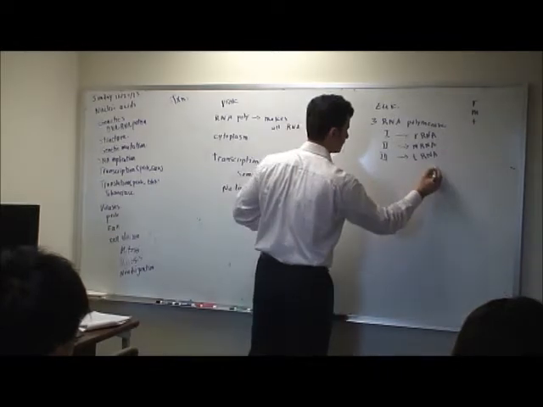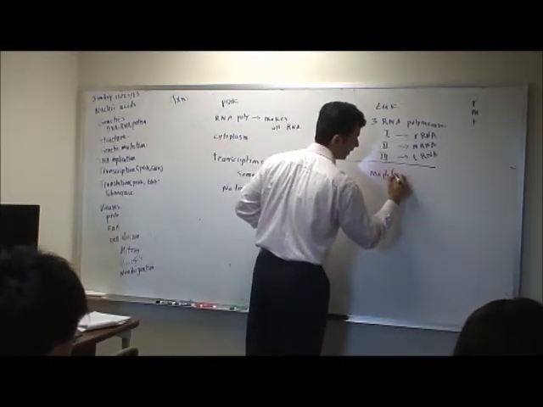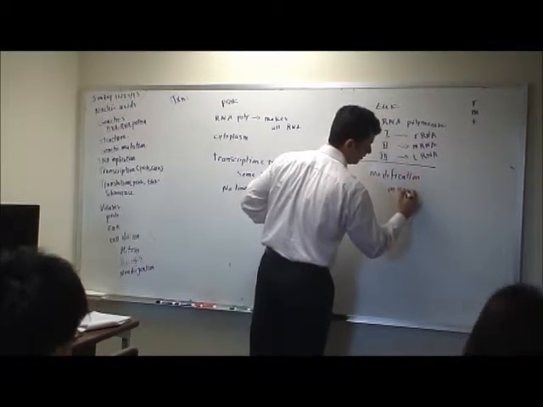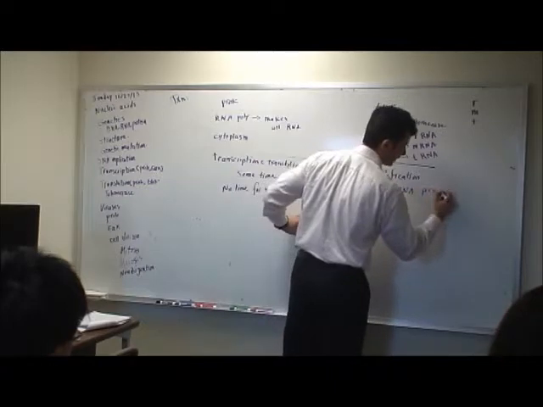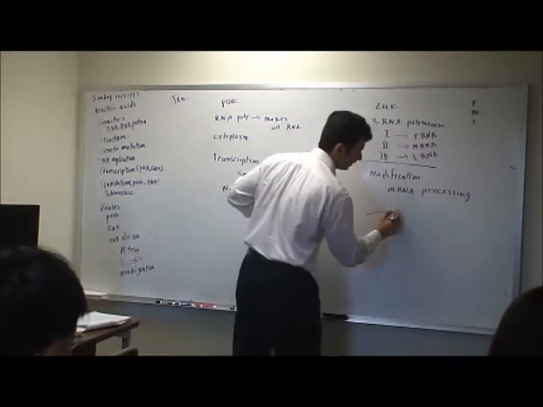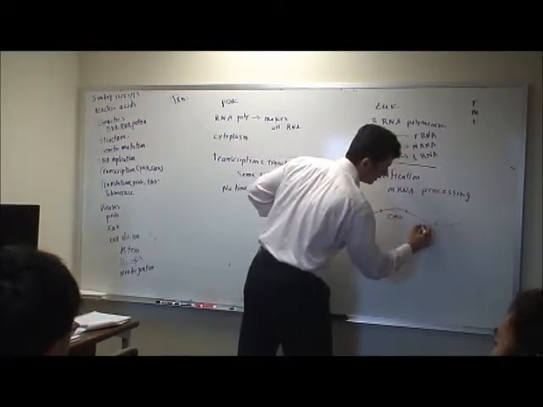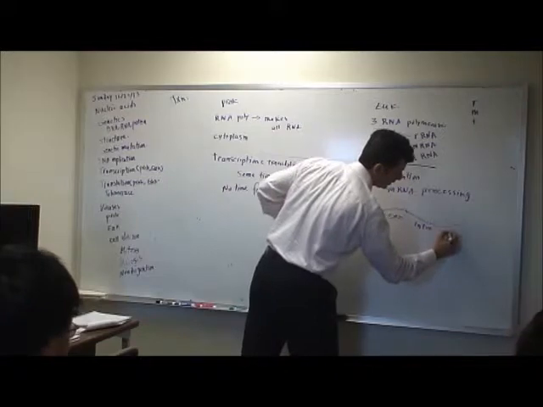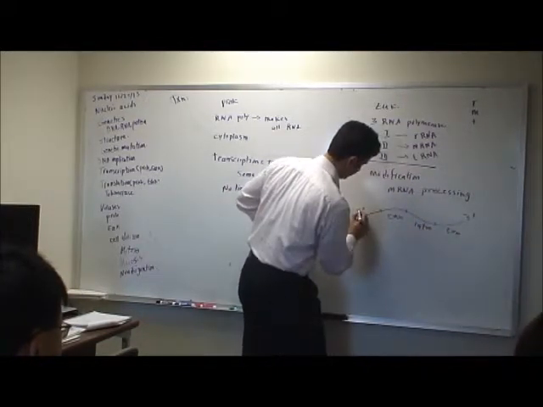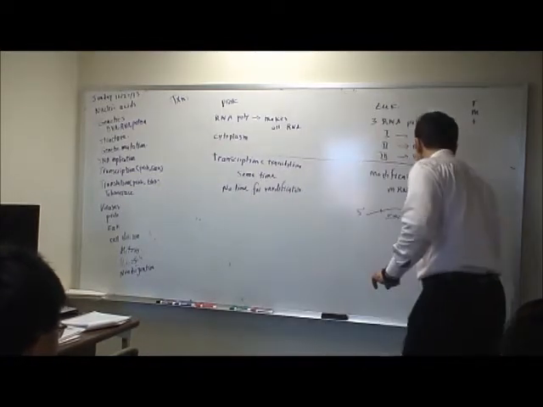This one has a modification, and I kind of went over this slightly. It is called mRNA processing. Vivian, what do you make in mRNA processing? What comes out and what goes in? Exon, intron, exon, 5 prime to 3 prime. So if I do processing, what is it that I take out?